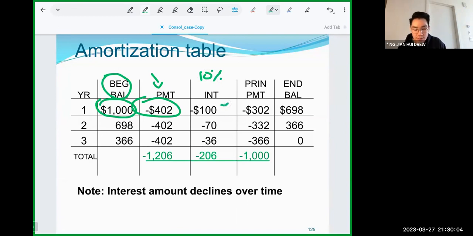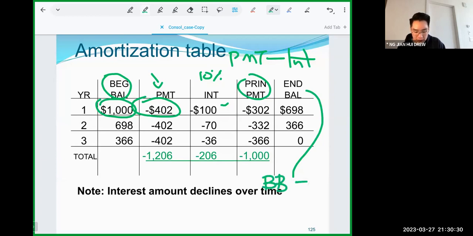And how do we calculate the principal payment? For the principal payment, we just take PMT minus the interest amount, right? So we get 302. That is the principal amount. And what is the ending amount? For the ending amount, we take the beginning balance, BB, minus the principal payment. So we just take 1,000 minus 302. So that's the ending amount of your loan.